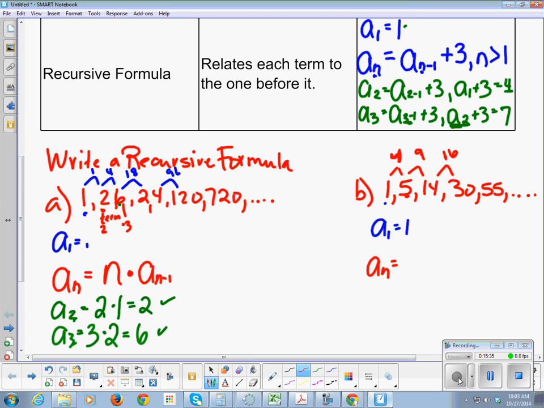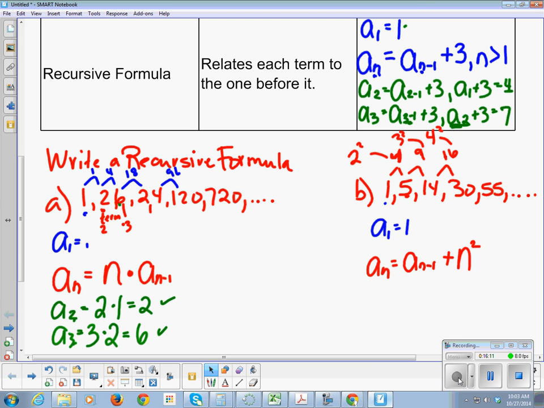Can we say 4 is 2 squared? And 9 is 3 squared? And 16 is 4 squared? Nice. So would it be reasonable to say that I take the term before and I add the square of whatever term I'm on? So if I'm on the 3rd square, I square 3. If I'm on the 4th square, I square 4.